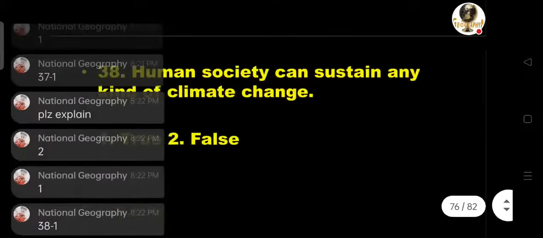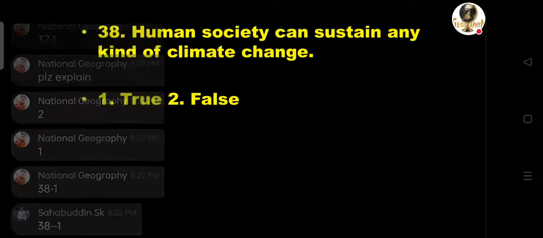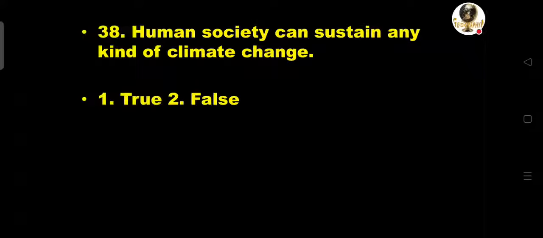Okay, next another question, number 38. Human society can sustain any kind of climate change. Subhadeep 1, Sabuddin 1. So I will explain question 38. Human society will be seriously affected by extreme climate. Some climate extremes, which lead to drought and flood, will cause great damage to human society, and this is also a fundamental concern for human health. So definitely it is false.